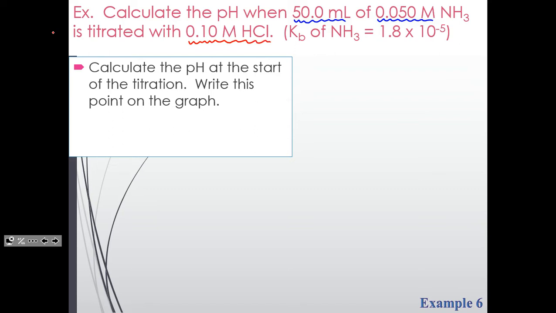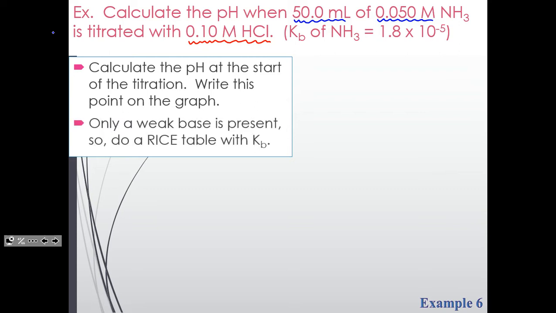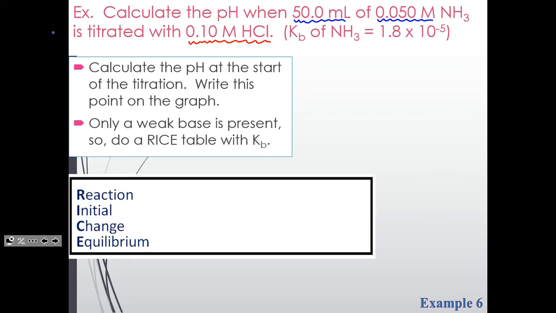And we are given a Kb, of course, because we have a weak base in ammonia, 1.8 times 10 to the negative fifth. Currently, at the start of the titration, there's no addition of strong acid, so we only have a weak base present. And so we don't need to do a BCA table because there is no chemical reaction happening. So let's go ahead and start a RICE table.